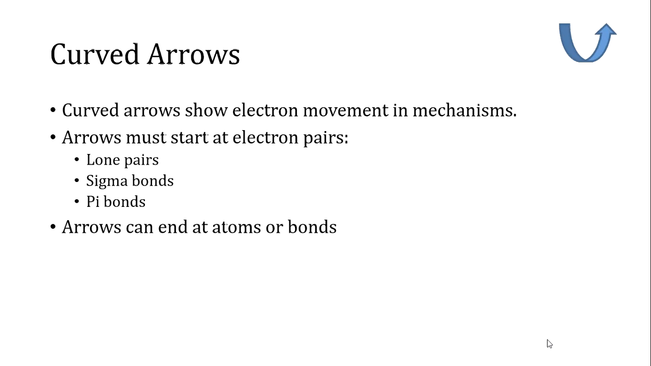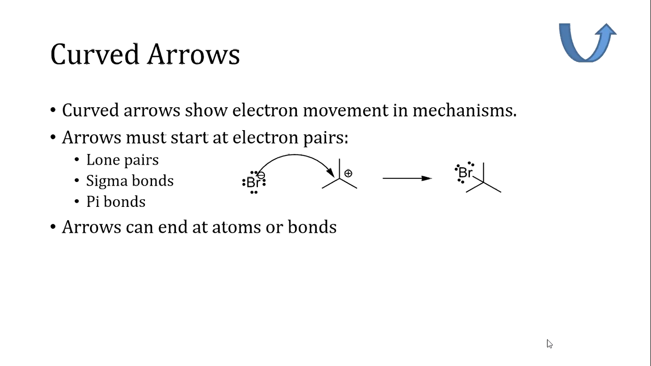Remember that breaking and forming covalent bonds is all about the electrons in those bonds. And so we show the movement of those electrons with curved arrows. Arrows need to start at electron pairs: lone pairs, sigma bonds, pi bonds. Arrows can end at atoms or bonds. Let's look at a couple of examples.